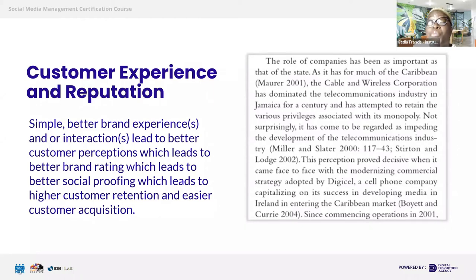So it continues. But what this article is pretty much saying is that Cable & Wireless suffered because they were slow to respond, like BlackBerry, and they did not take into account how they were being perceived and the impact that would have, because they thought they would always have this privilege. But they were forced, because the minister talking about wanting to liberalize was forced by his constituency, which is Jamaican society.